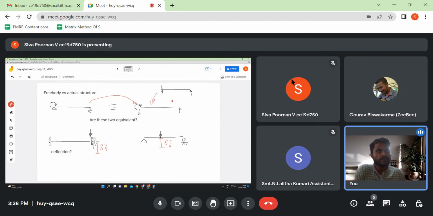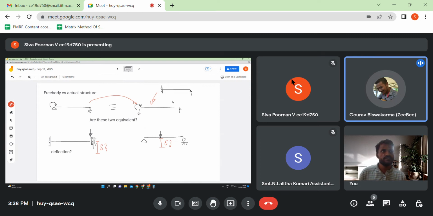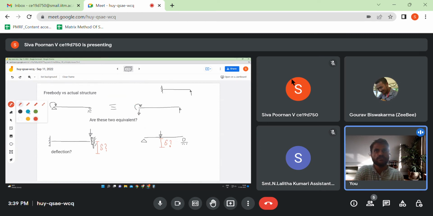Those things are the same, but the displacements themselves are not the same. Yes, exactly. So if we draw the deformed shape of these two figures, what do you see there? The first one would deflect something like this. The second one would deflect something like this.